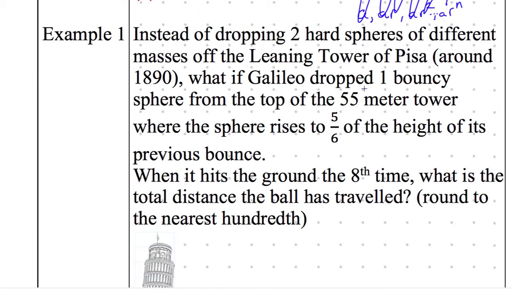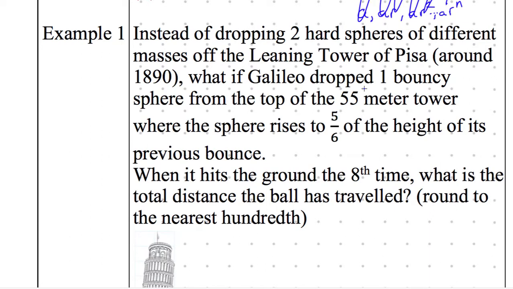All right, who wants to read? Instead of dropping 2 hard spheres of different masses off the Leaning Tower of Pisa around 1890, what if Galileo dropped one bouncy sphere from the top of the 55-meter tower where the sphere registered 5/6 of the height of its previous bounce? When it hits the ground the 8th time, what is the total distance the ball has traveled, rounded to the nearest 100? Okay. So do you guys know the story of Galileo proving how gravity works?